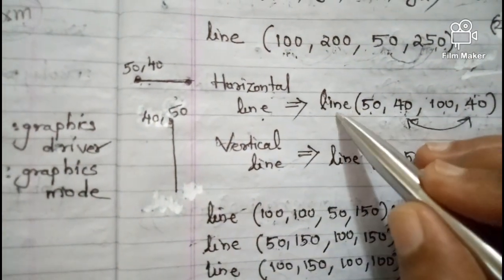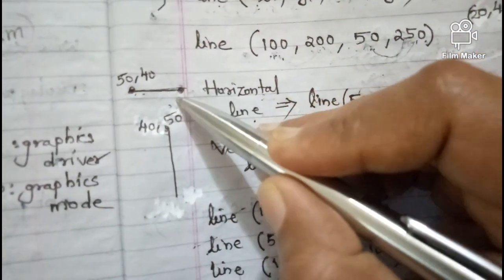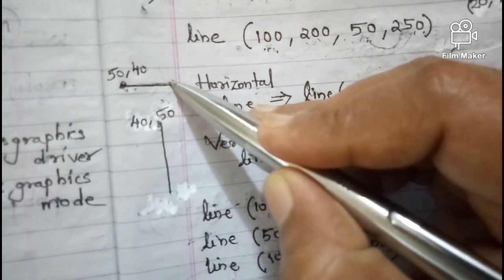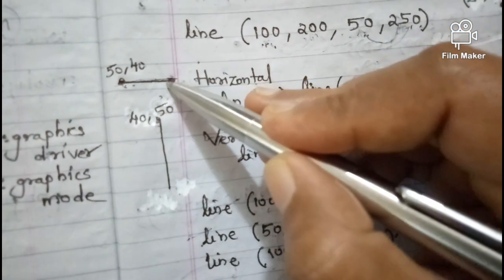Okay, I gave it as line 50, 40. What about the second point? As I said, since it is a horizontal line, the row is same. That means the y value should be same. What about the x value?